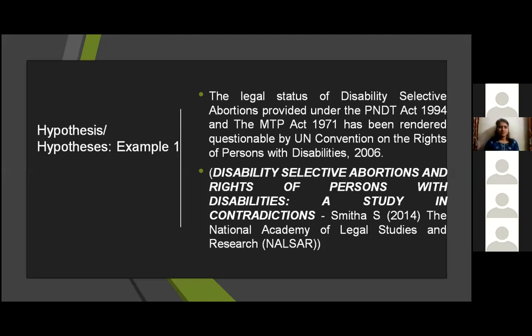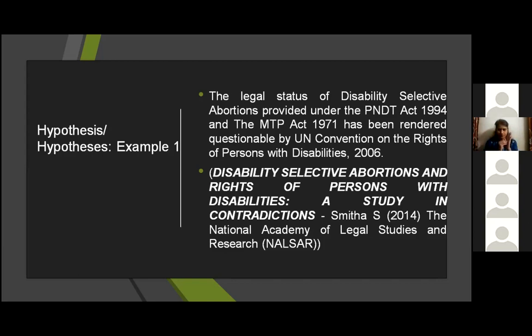Now, let's get into the examples of hypothesis. A hypothesis can be a single statement, or there can be 2 or 3 hypotheses as well. The first one here I've taken from Disability, Selective Abortions and Rights of Persons with Disability, a study in contradiction, written by Smita S from Nalsar, undertaken under Amita Danda ma'am. The hypothesis is very clear and given in one sentence in a crux. It says the legal status of disability selective abortions provided under the PNDT Act 1999 and the MTP Act 1971.